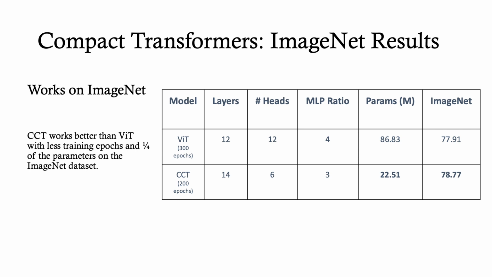Besides its effectiveness on smaller datasets, our compact transformers work on a large dataset as well. In our initial experiments on ImageNet, when training from scratch, we found that when we only use 200 epochs, which is two-thirds of the original number of training epochs for the ViT work, we are able to achieve almost 1% better accuracy on ImageNet. And our model is only a quarter of the size of the original ViT base, which has 86 million parameters.